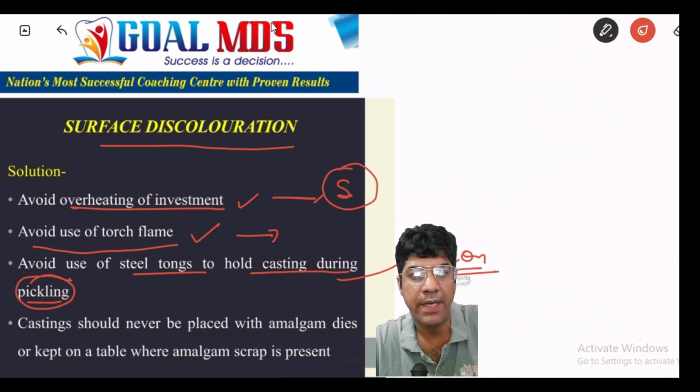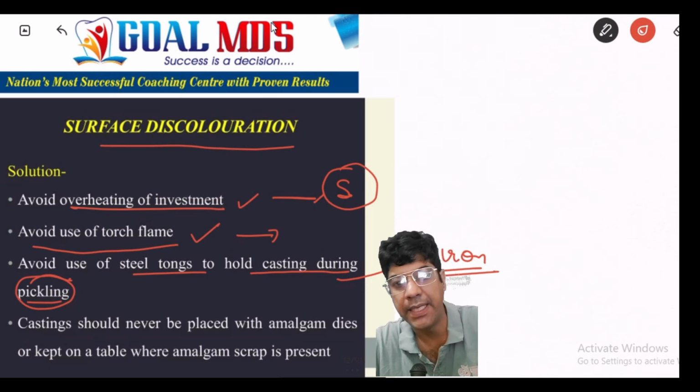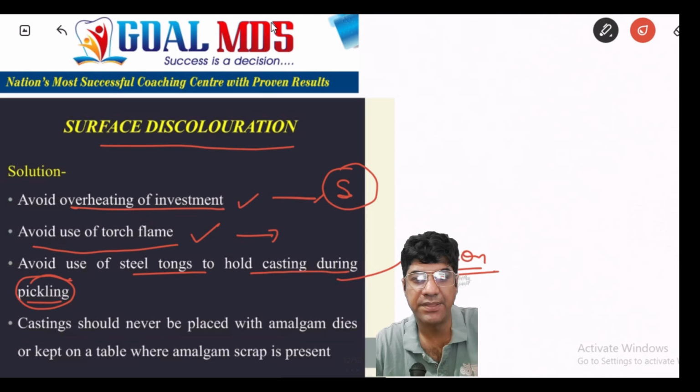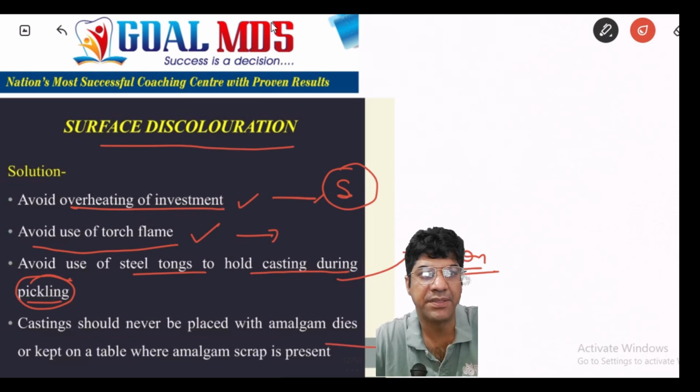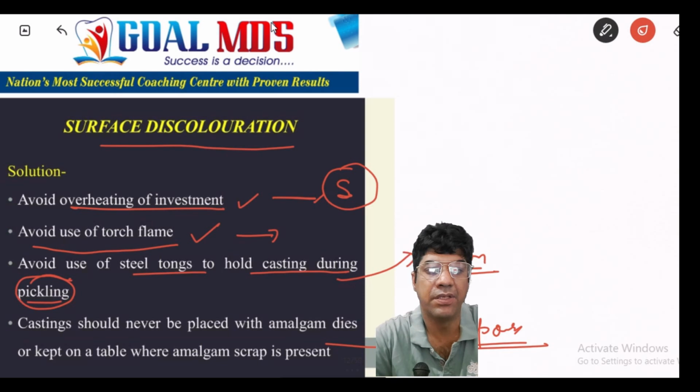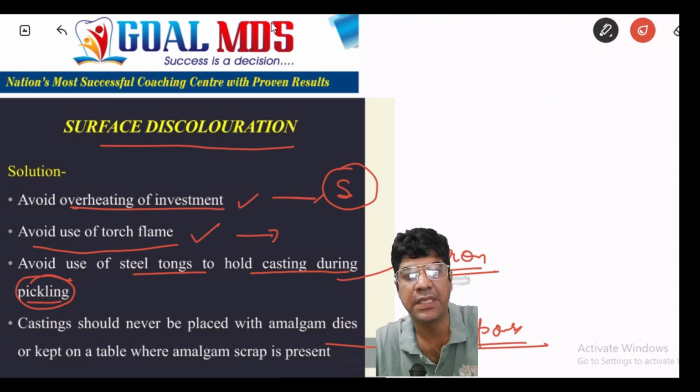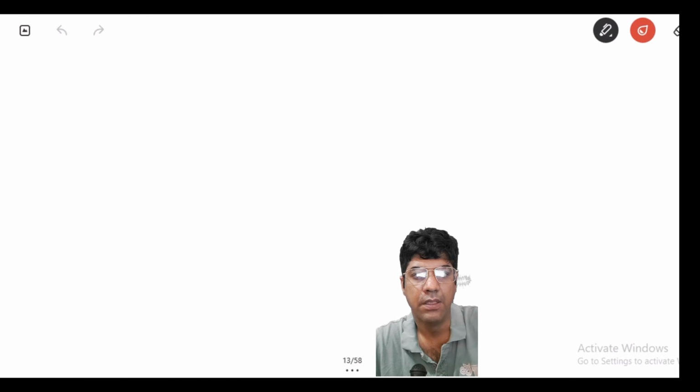Another is to avoid placing the casting near amalgam dies or scrap. Amalgam, a dental material containing mercury and other metals, can release vapors that may react with the casting surface and cause discoloration. To prevent this, it is important to keep the dental casting away from amalgam-related products.